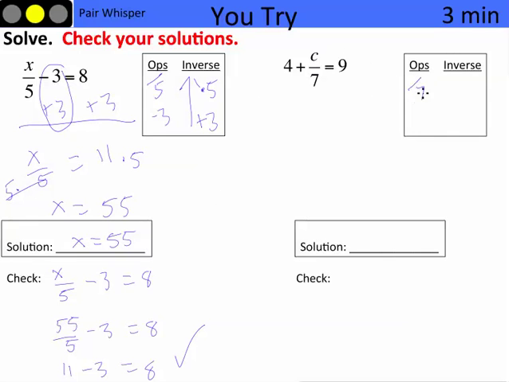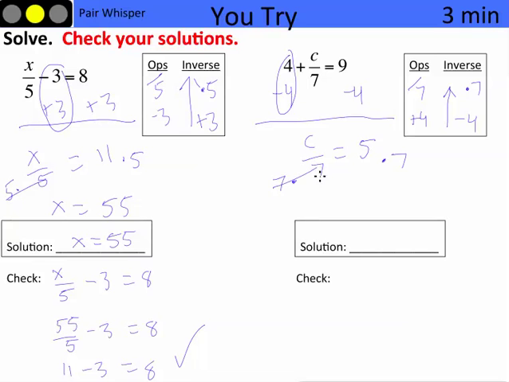C is being divided by 7 and then added by 4. So our inverses are subtract 4 and multiply by 7. We're going to subtract 4 from both sides of our equation, because 4 minus 4 is 0. We have C divided by 7 equals 9 minus 4 is 5. Next, we want to get rid of this division, so we're going to do its inverse and multiply. Multiply both sides by 7, and we get C equals 5 times 7 is 35.